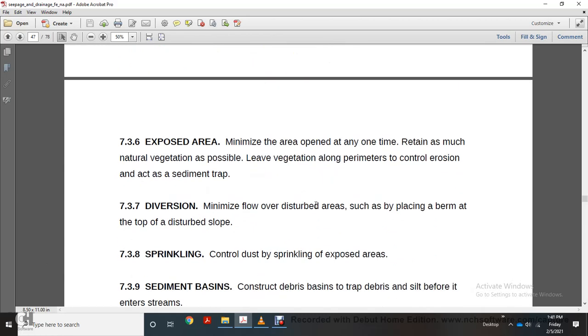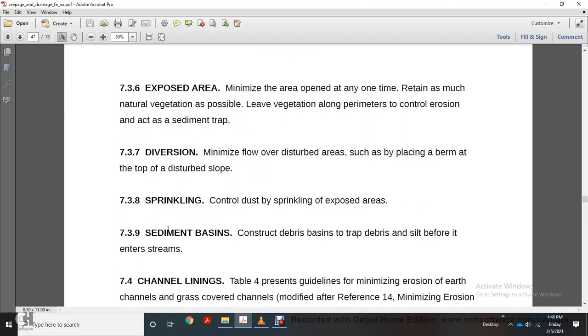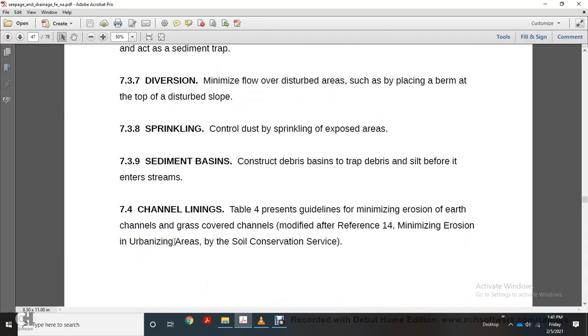Diversions minimize flow over the disturbed area, with the placing of a berm at the top of the disturbed slope. Sprinkling: control the depth of sprinkling of the areas. Sediment basin: control debris basin to trap silt before it enters the stream. Channel lines: Table 4 provides the guideline for minimizing erosion in earth channels, with grass-covered channels modified per reference 14.